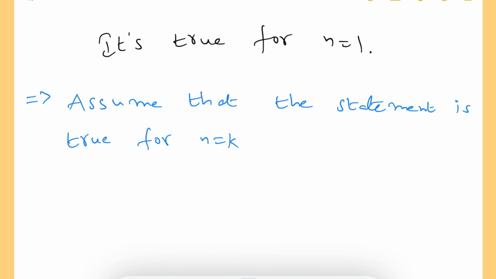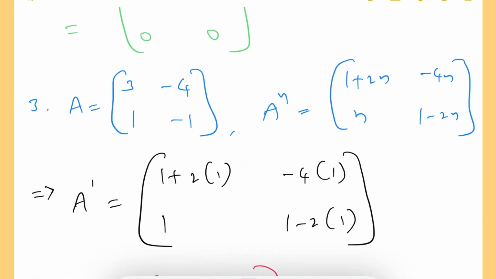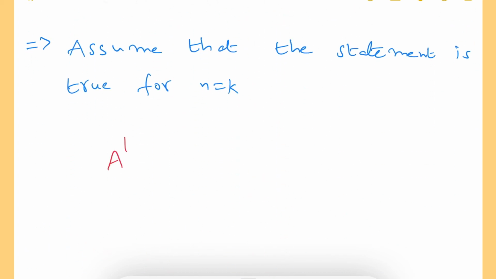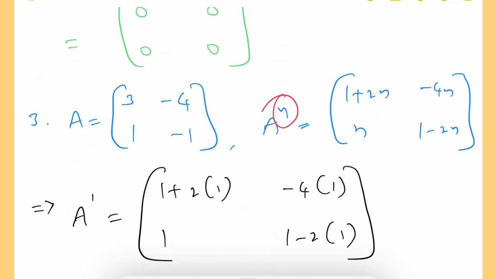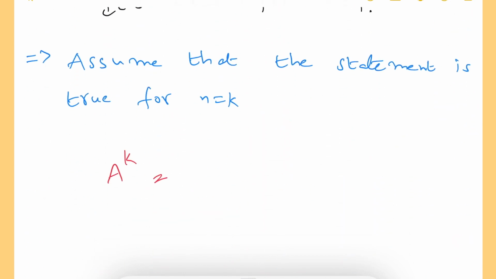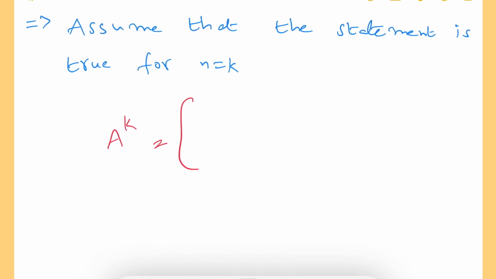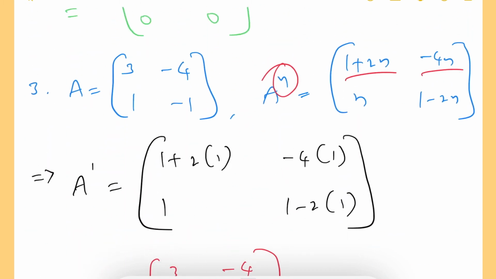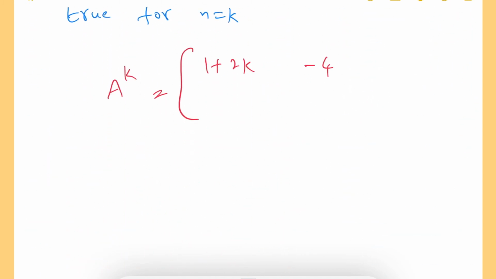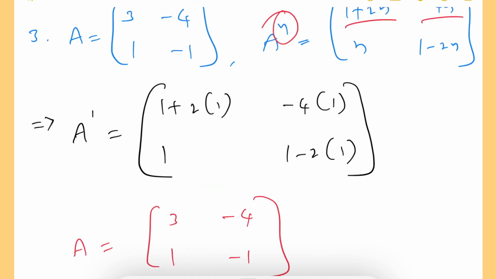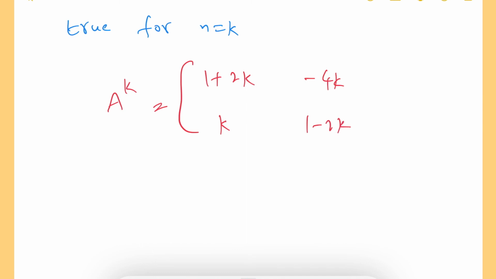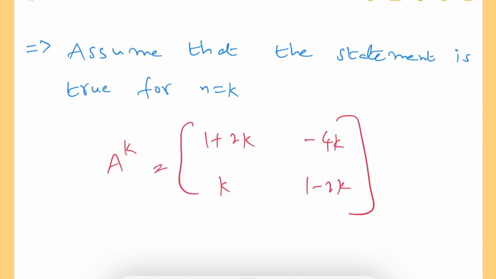So in the given question, wherever we have n, in the place of n we need to substitute k. So here A power n is there, so A power k is equal to, we have 1 plus 2n, then it will become 1 plus 2k. Next, minus 4n will become minus 4k. Here k, 1 minus 2n, nothing but 1 minus 2k. So this is the second step. The second step only we will use again in the third step.